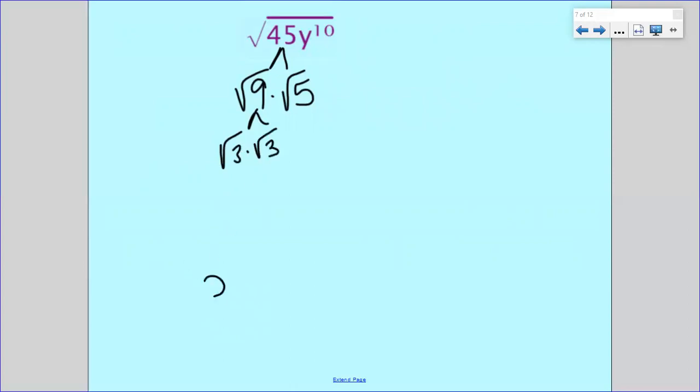3 is on the outside now because I've got a pair. Awesome. Now, the square root of 5, I can't break that down anymore. So I'm going to put a box around it to remind me it's got to stay underneath in my final answer, okay? Now, over here, I've got 10 y's.